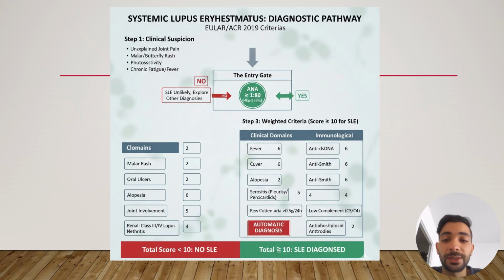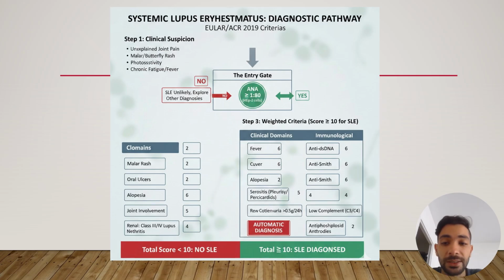If these are present, we move to the official diagnostic entry gate, part 2, the ANA test. The first mandatory step is the antinuclear antibody, the ANA test, where we require a titer of at least 1:80 on HEp-2 cells. The crucial point: if the ANA is negative, we can stop right there. SLE is highly unlikely. However, if it is positive, it doesn't mean the patient has lupus yet. It simply means we're clear to look at the specific criteria.